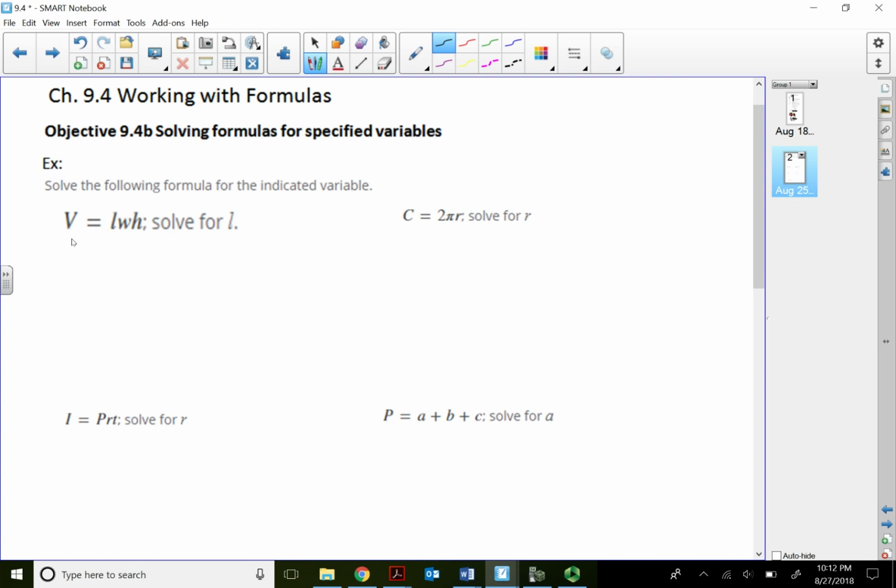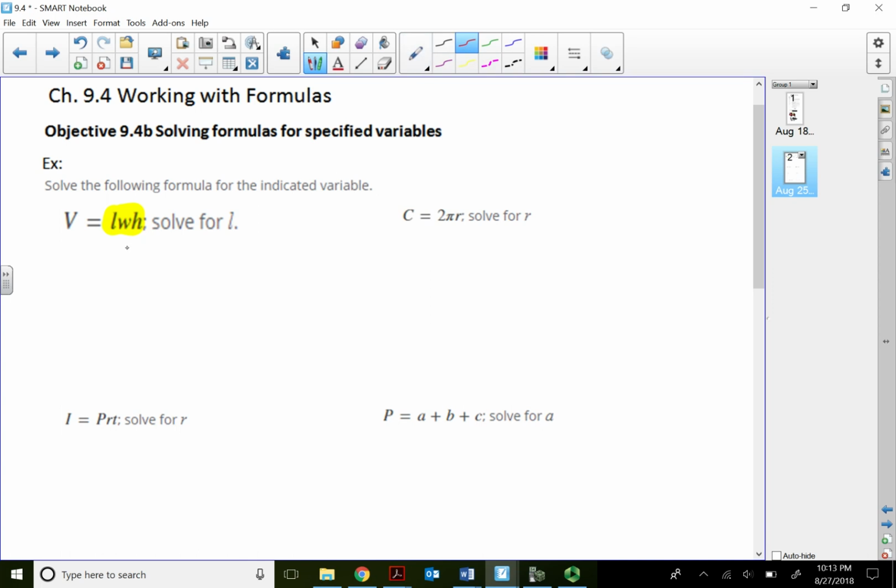So how many terms do I have? Two terms, because there's no plus or minus sign outside the parenthesis. My right side is one term, my left side V is one term. Since I only have two terms, my variable term is the term that contains the variable, which is LWH. To get L by itself, with only two terms and no parenthesis, the only thing I can do is divide by the coefficient.